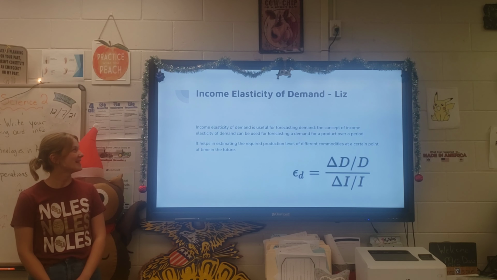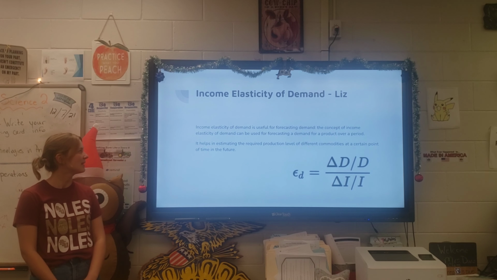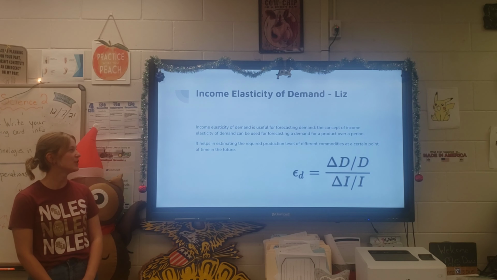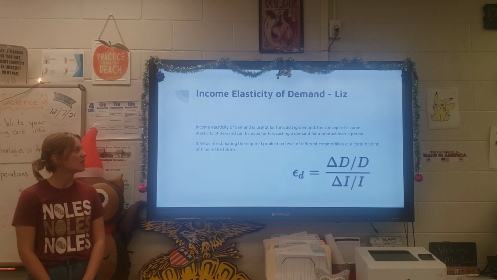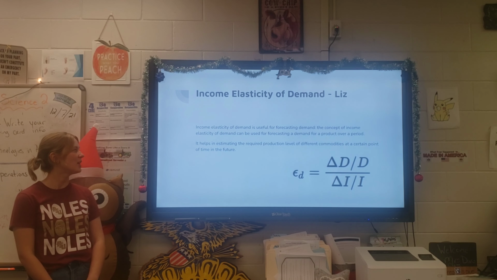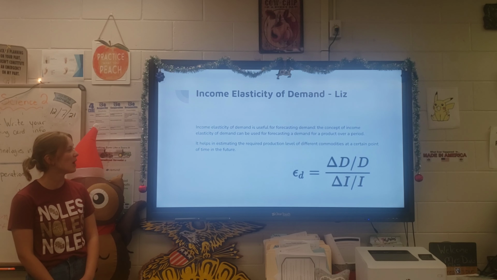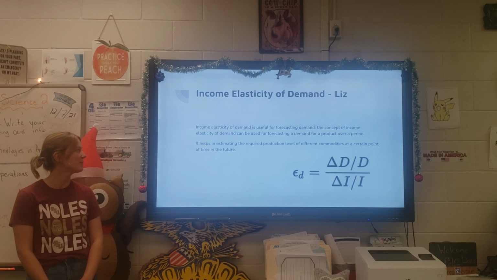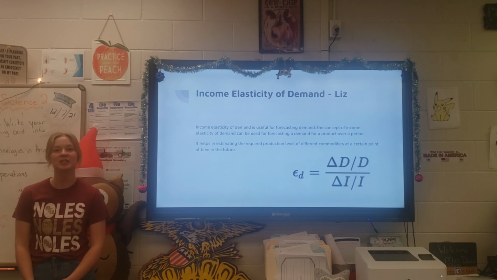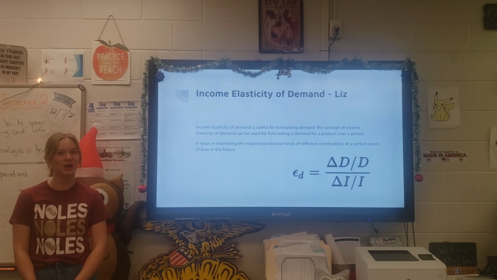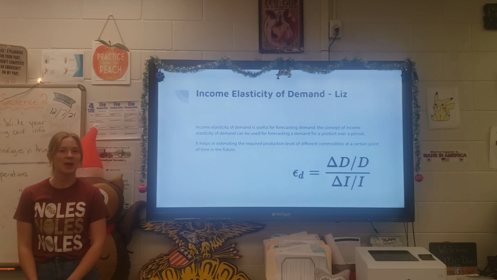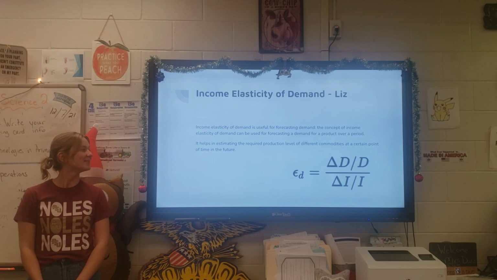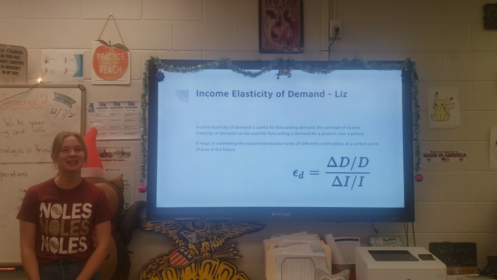Now I will be discussing income elasticity of demand. Income elasticity of demand is useful for forecasting demand. The concept of income elasticity of demand can be used for forecasting a demand for a product over a certain period of time. It helps in estimating the required production level of different commodities at a certain point in time in the future. And to find income elasticity of demand, you take the percentage change in demand over the percentage change in income.